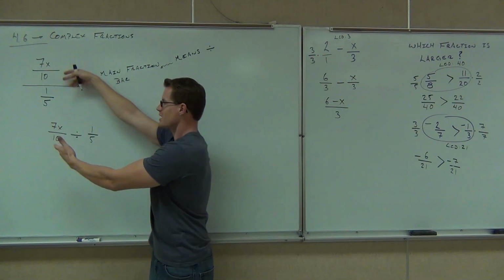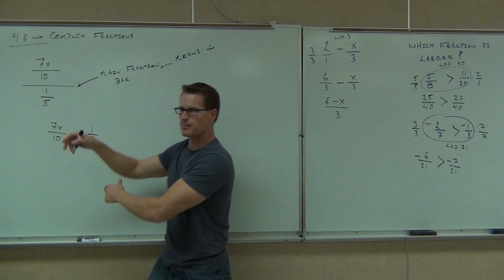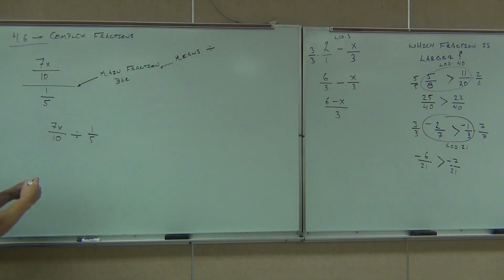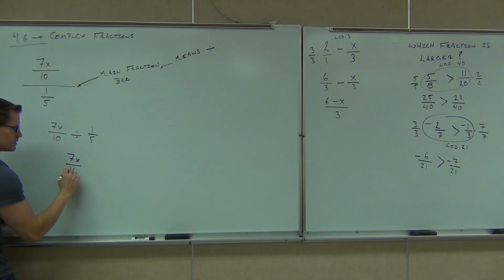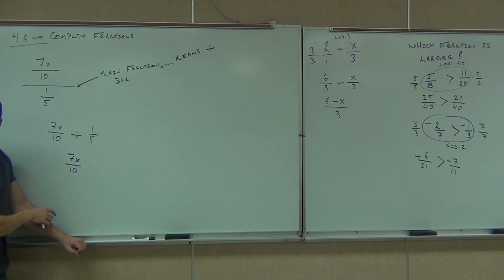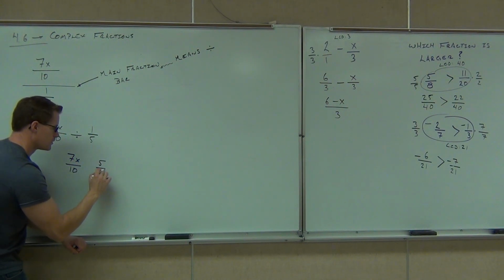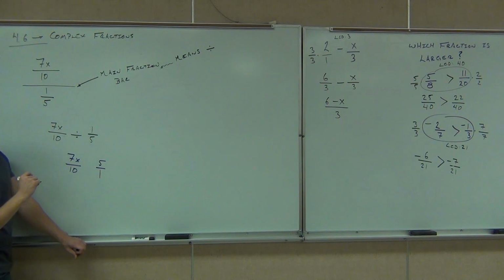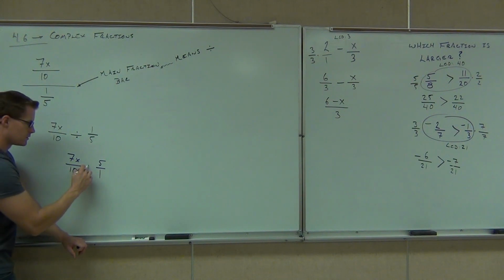A complex fraction is simply a division problem. If we reciprocate or flip our second fraction, we get 7x over 10. Well, I'm sorry, what's the reciprocal of 1/5? 5 over 1. And are we still going to divide? No. Multiply.